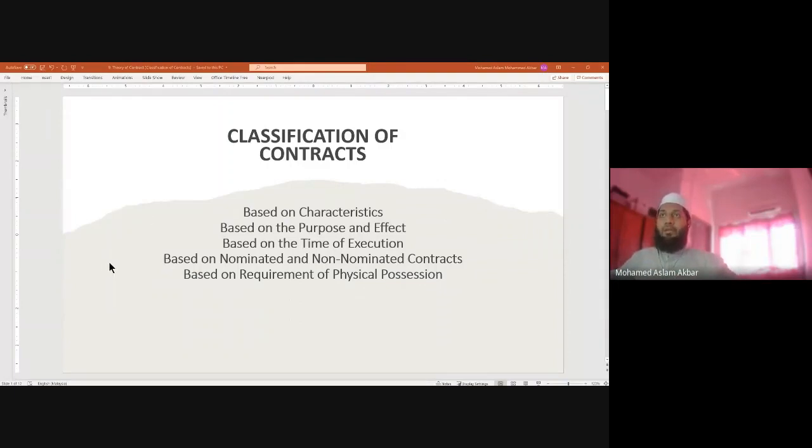Today we are going to talk about the next chapter in the theory of contract, which is the classification of contract. As you can see in the slide, this is something you already know.